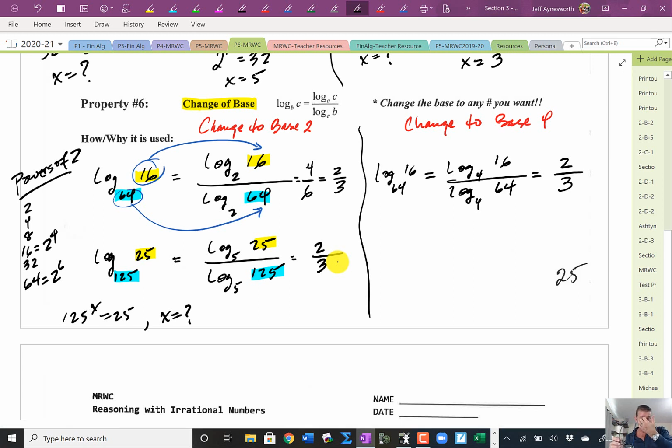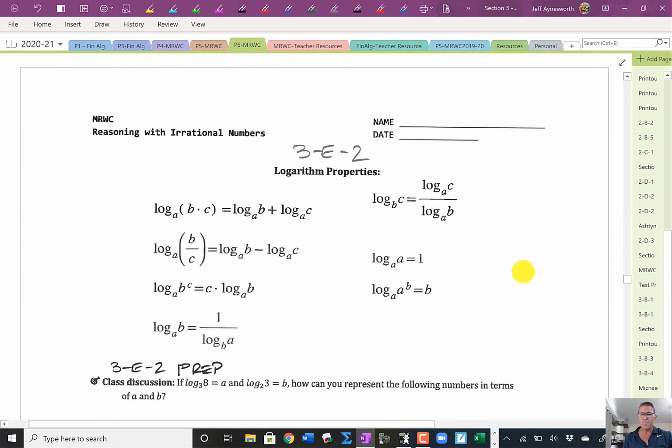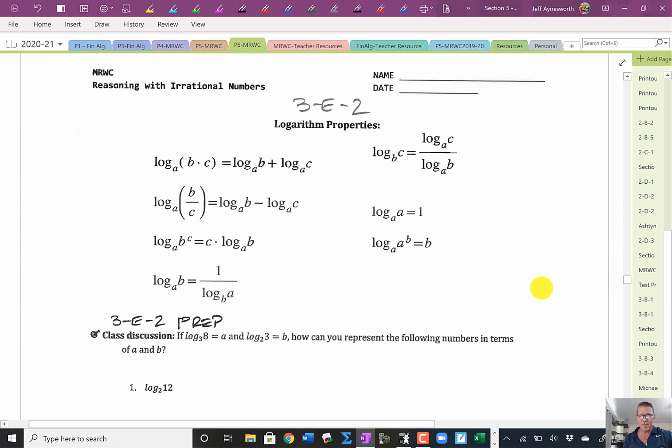But you'll have to use your change of base rule, guys, because base 125 is not available on the T84. I don't even know if Desmos can do it. I have to check it out. All right, so that's how they are used. And in 3E2, you're going to be using all of these.